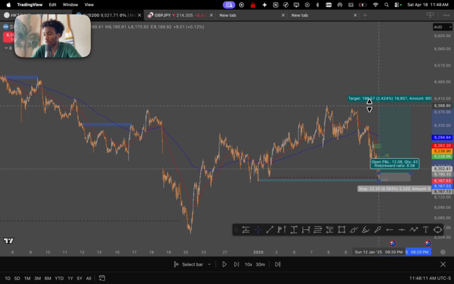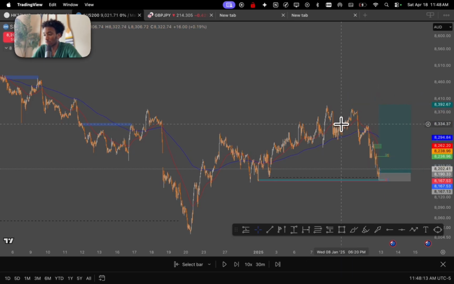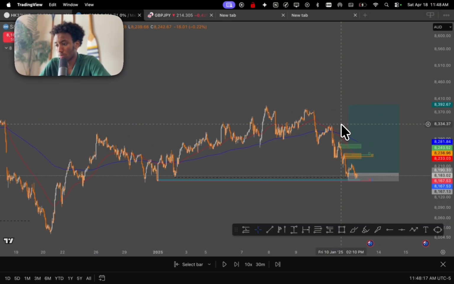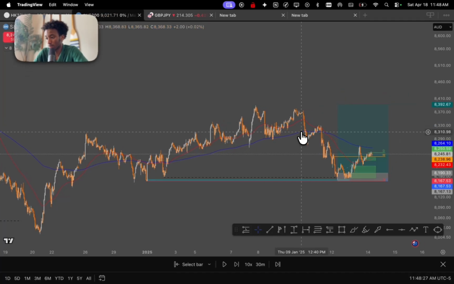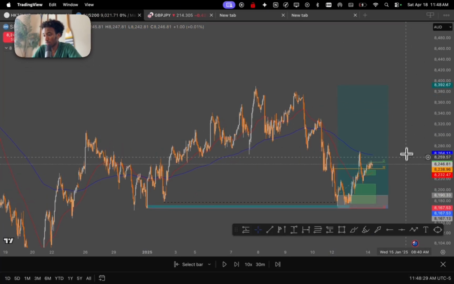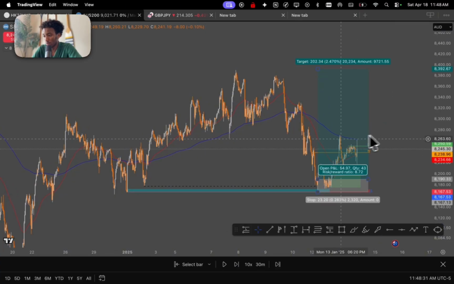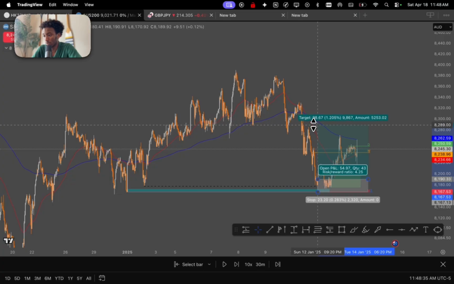So let's just continue. Still holding. Alright, let's go. Let's continue. Okay, do we hit TP1? TP1 is at 1 to 4. Let me just make sure we hit that 1 to 4 mark.